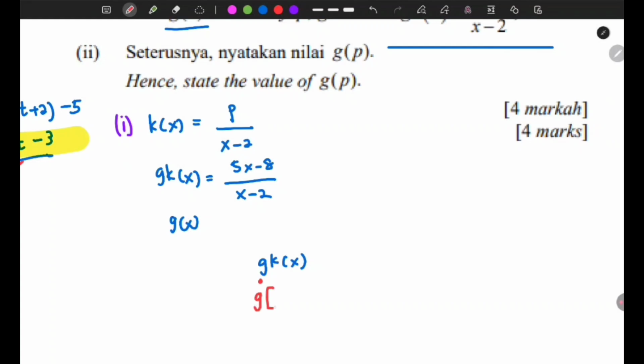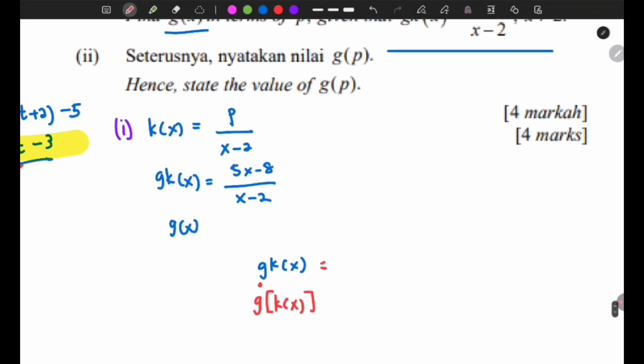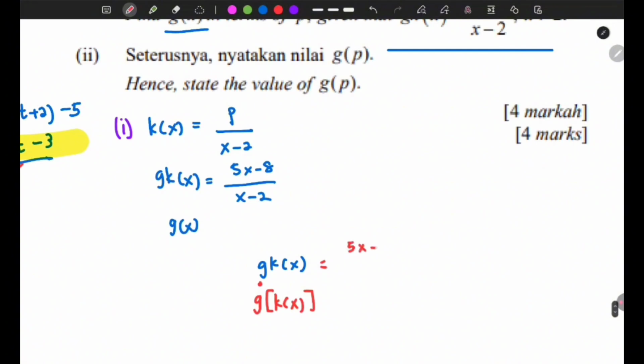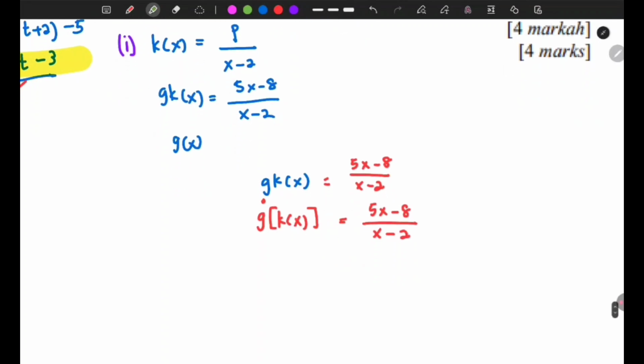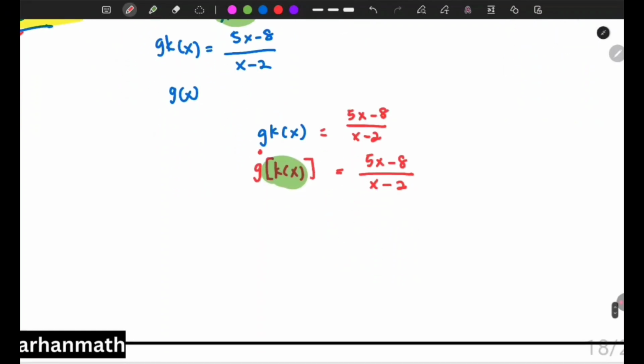So what's gkx by the way? 5x minus 8 over x minus 2. First thing, you expand like a normal thing, and the other side copy back. I didn't do anything. And now kx. So what is your kx? This p over x minus 2.